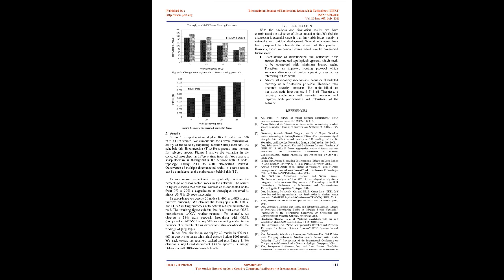B. Results. In our first experiment we deploy 10-18 nodes over a 300 m x 300 m terrain. We discontinue the normal transmission ability of the node by impairing default send methods. We schedule this disconnection, t_d, for a pseudo-random time interval for selected nodes. Figure 1 shows the variation in the collected throughput in different time intervals. We observe a sharp decrease in throughput in the network with 18 nodes topology during 200s to 400s observation. Intuitively, occurrence of multiple disconnected nodes in the same region can be considered as the main reason behind this.